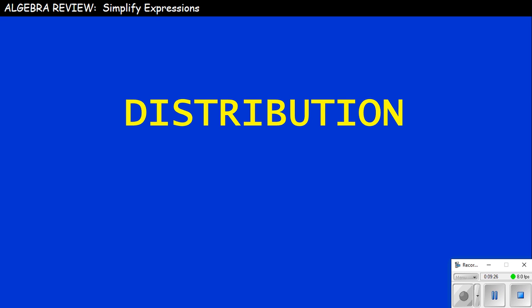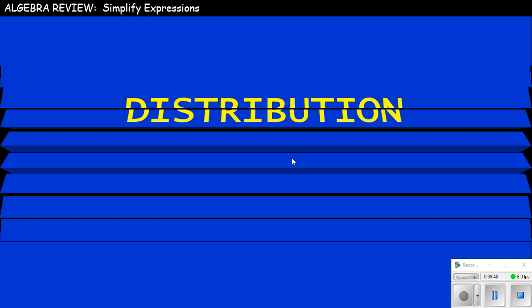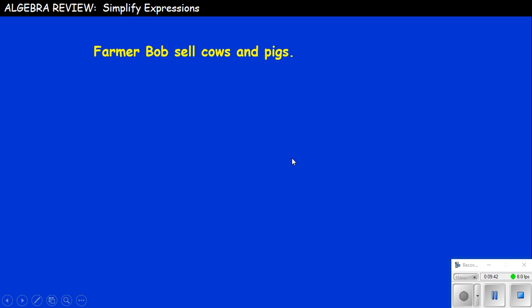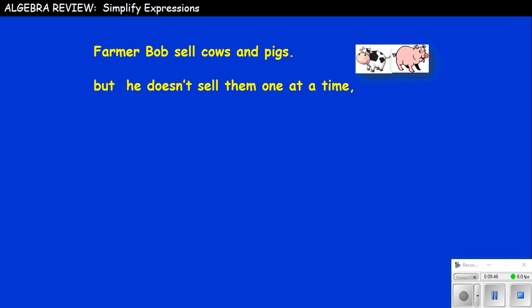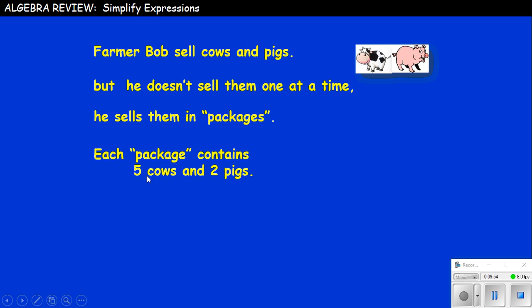The third way we simplify expressions is with distribution. Now, distribution might be one that you also remember really well from Algebra 1. Again, I'm going to use the animal analogy to explain this. I apologize if it feels a little too easy, but we're going to talk about cows and pigs again for a moment. So if a farmer sells cows and pigs, but doesn't sell them one at a time, he sells a box full of cows and pigs. And in his package of cows and pigs, there are 5 cows and 2 pigs.